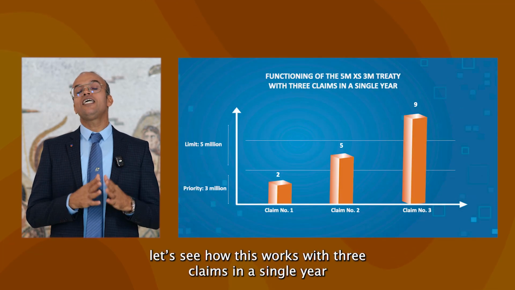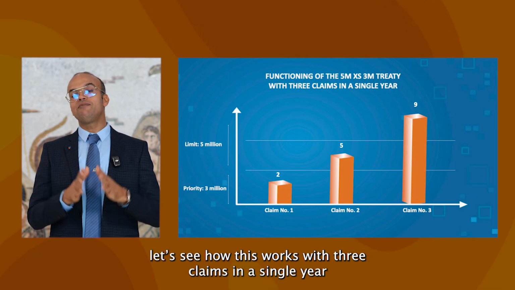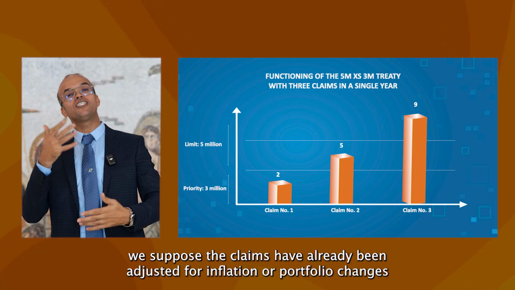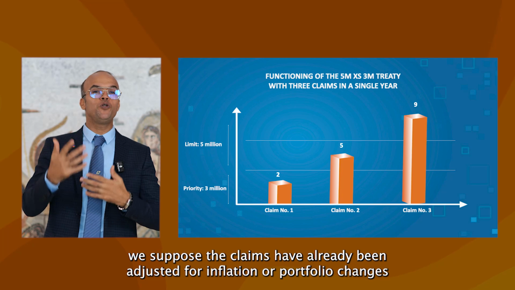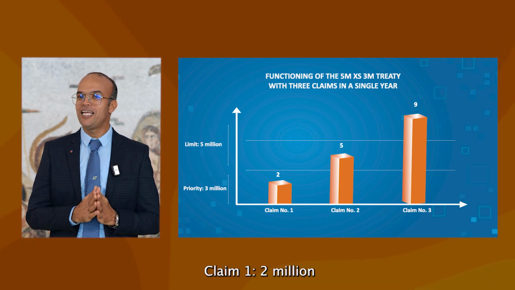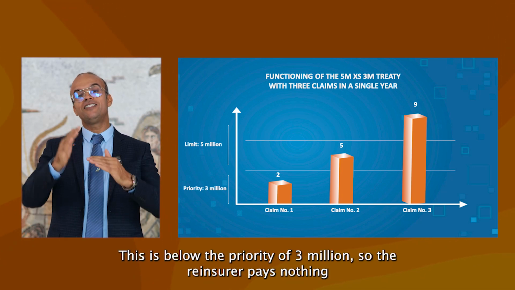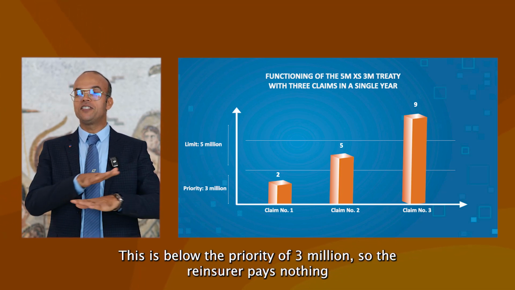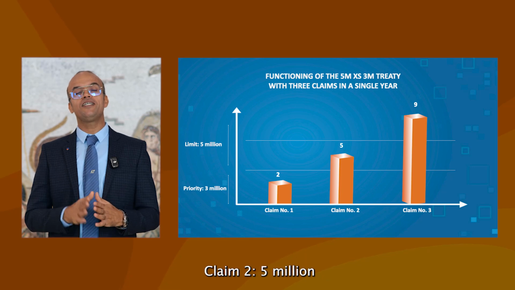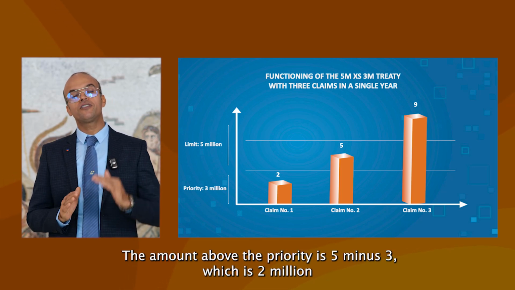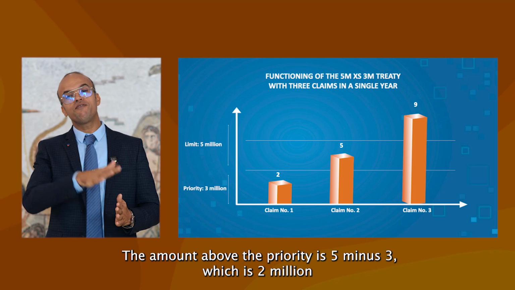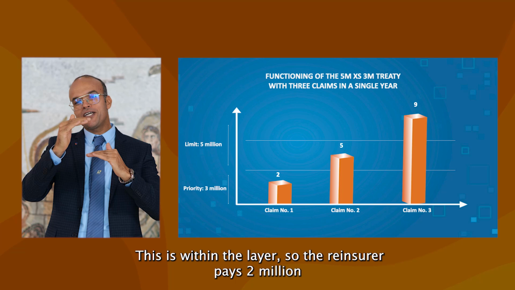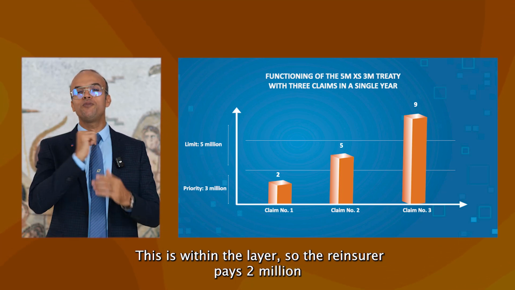Now, let's see how this works with three claims in a single year. We suppose that claims have already been adjusted for inflation or portfolio changes. The first claim is 2 million. This is below the priority of 3 million, so the reinsurer pays nothing. The second claim is 5 million. The amount above the priority is 5 minus 3, which is 2 million. This is within the layer, so the reinsurer pays 2 million.